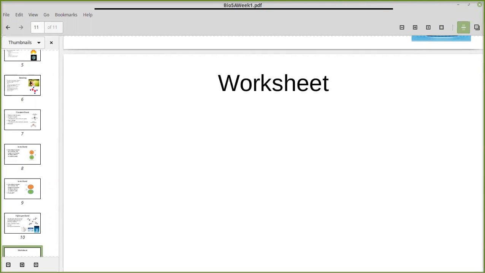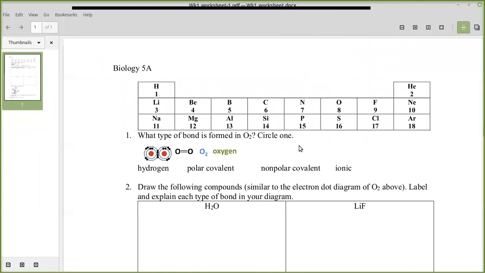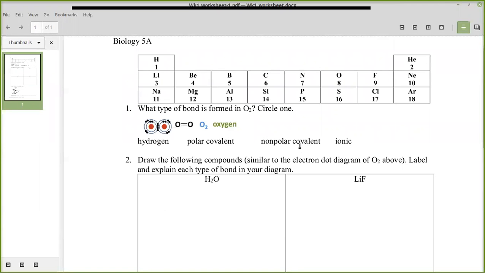Let me see. Let me see if I could pull the worksheet up. Okay, so here's the worksheet. Everybody see the worksheet now? Can everybody see this? Okay.